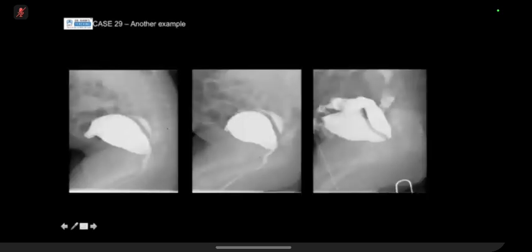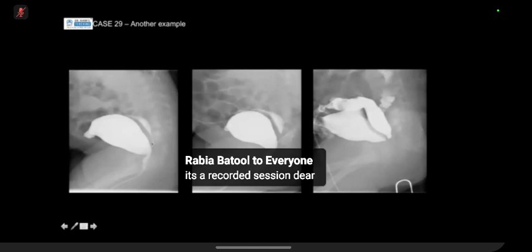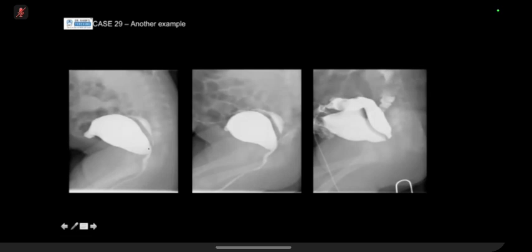So this is just another example to show you. In this one, the child has had an MCUG first. This is the bladder here that's been filled with contrast, and then you can see that we're opacifying the rectum when we're filling the bladder with contrast, and there's a connection here with the bladder base.